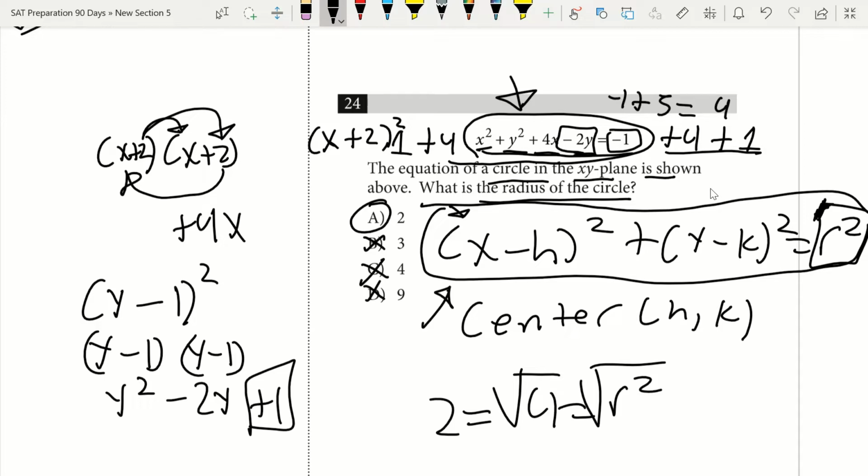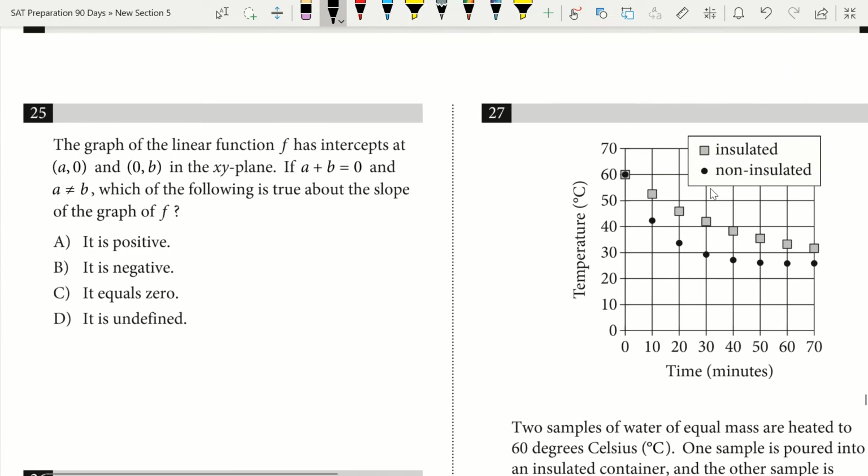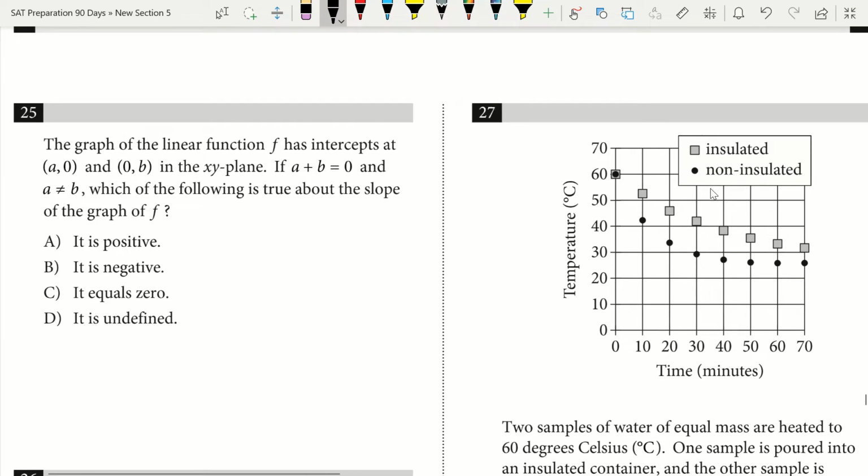All right, so with that, let's go ahead and switch over to question 25. We've got the graph of the linear function f, which has f-intercepts at (a, 0) and (0, b) in the xy plane. If a plus b equals 0 and a cannot equal b, which of the following is true about the slope of the graph f?